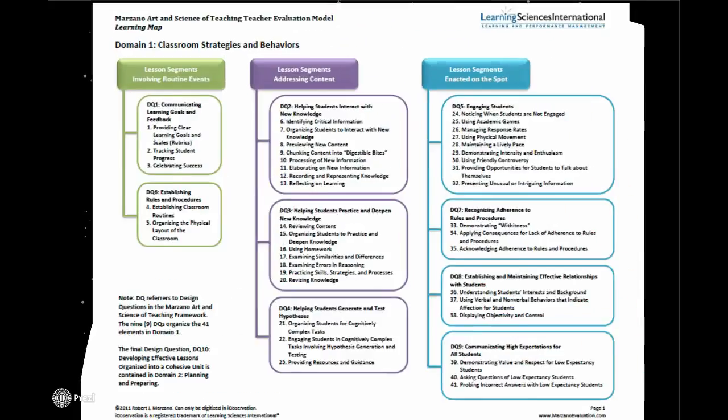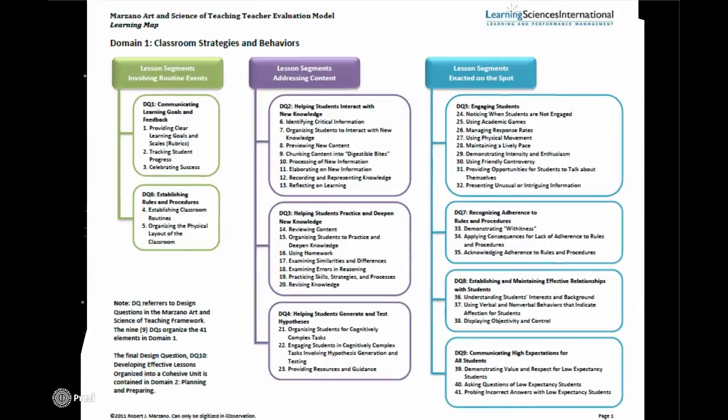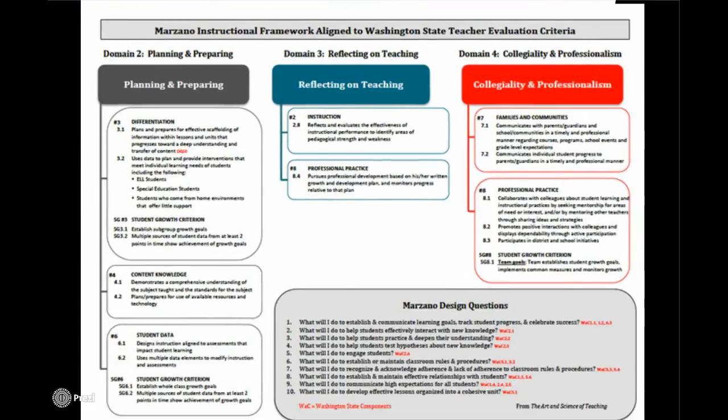And then finally, we come to the design questions. If you look firstly at domain 1, these are the planning elements. It's classroom strategies and behaviours. So what are we looking for inside the classroom, that common language? Take a few moments just to review that yourself. You'll see the first 9 design questions are there. The 10th design question about developing effective lessons, you'll see on the next page. It's in domain 2 about planning and preparing. But our lessons involve routine events, addressing the content, enacting on the spot, and then we go to domains 2, 3, and 4. Planning and preparing, reflecting on our teaching, and collegiality and professionalism.